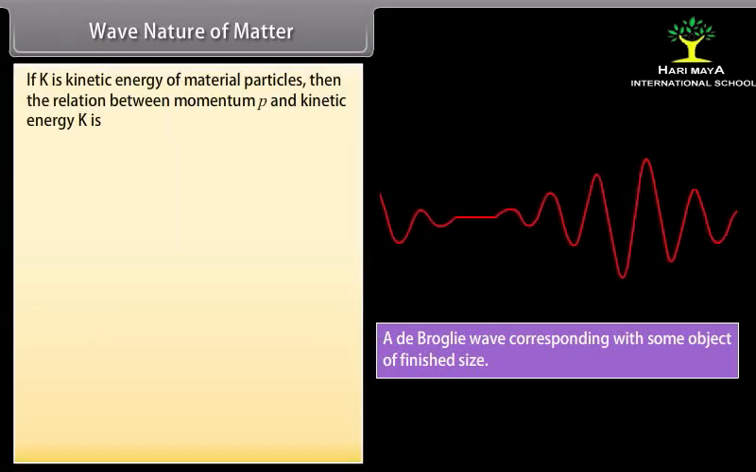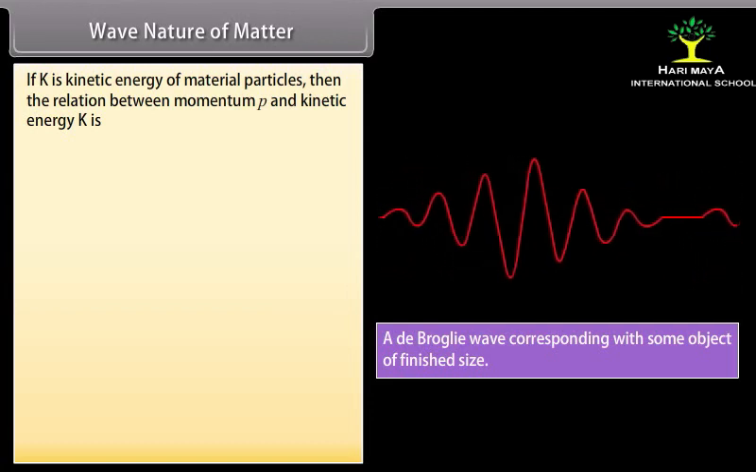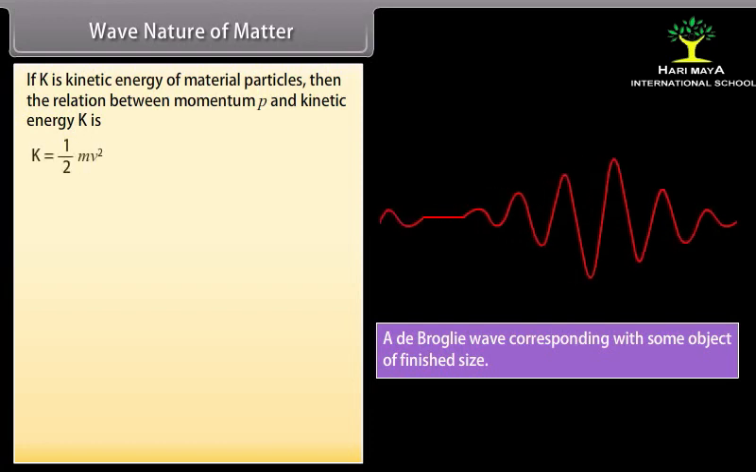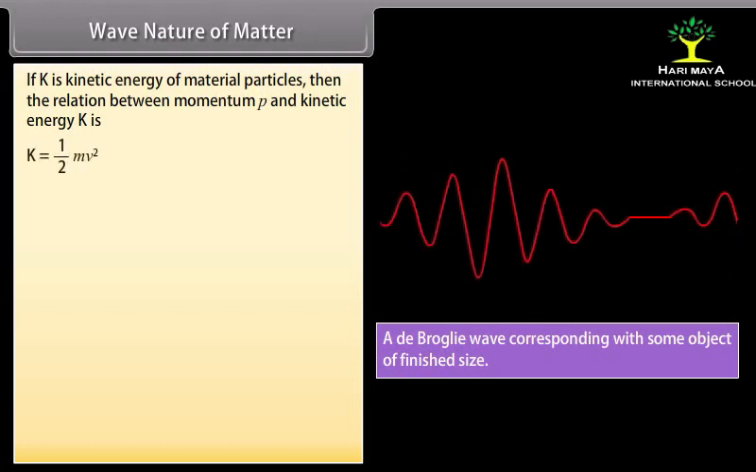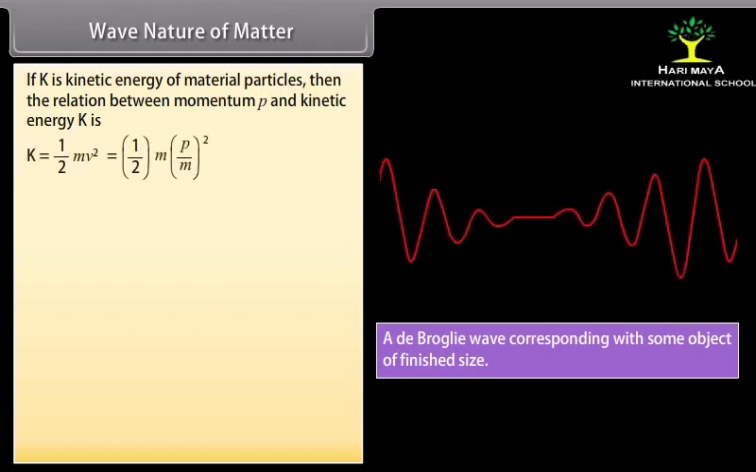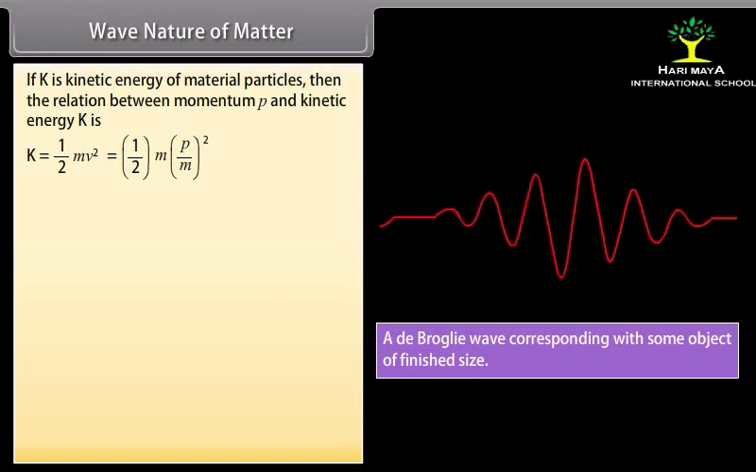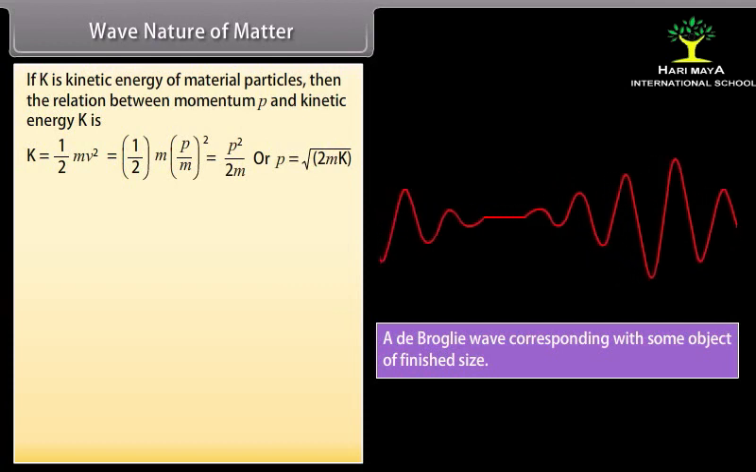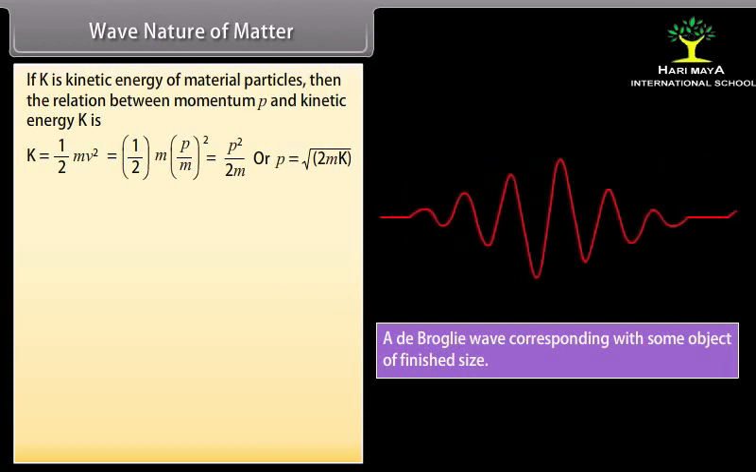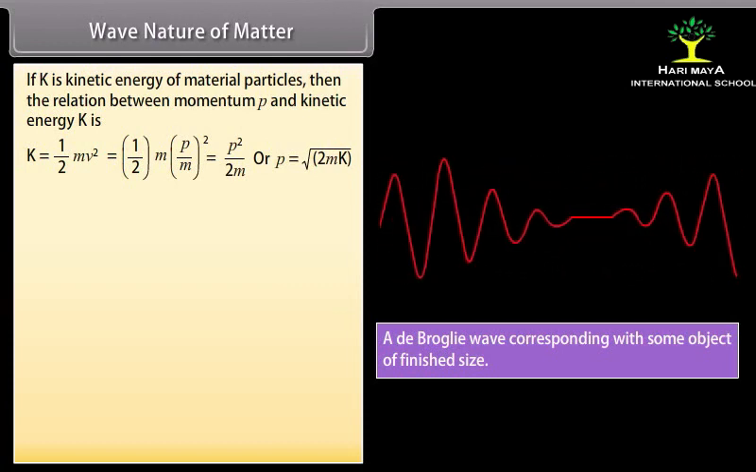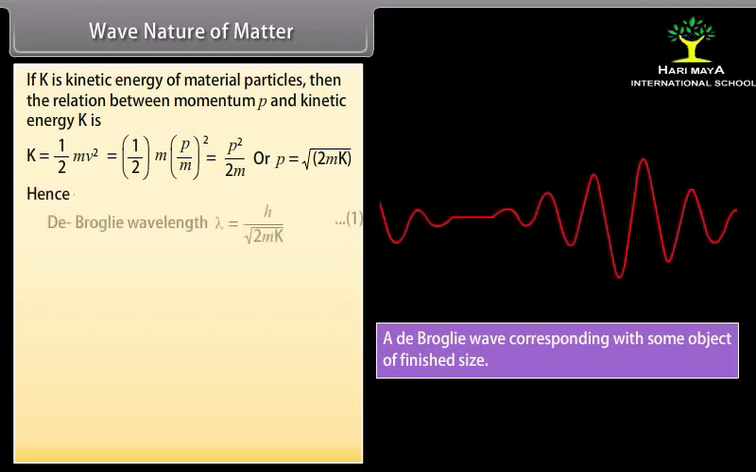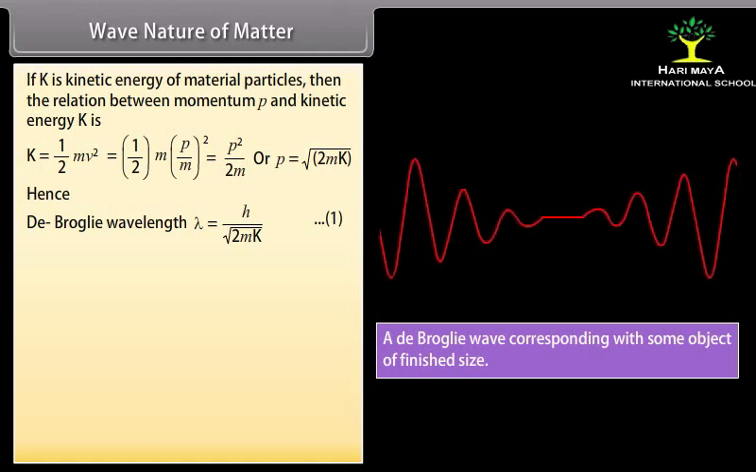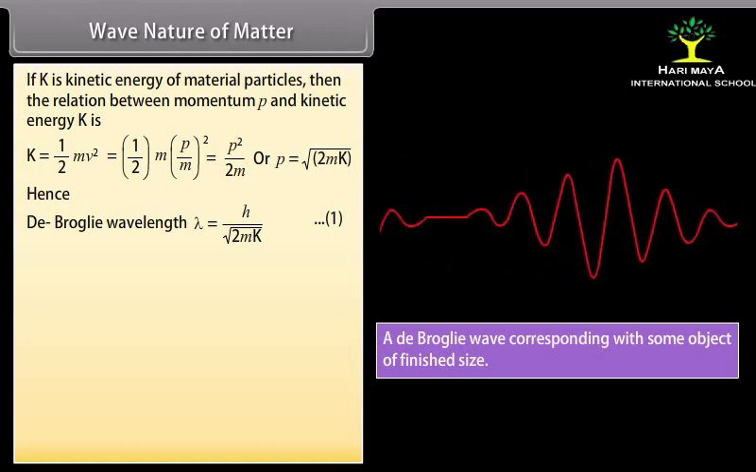If K is the kinetic energy of material particles, then the relation between momentum p and kinetic energy K is K = 1/2 mv² = 1/2 m (p/m)² = p²/2m, or p = square root of 2mK. Hence, the de Broglie wavelength lambda = h/square root of 2mK. Name it as equation 1.